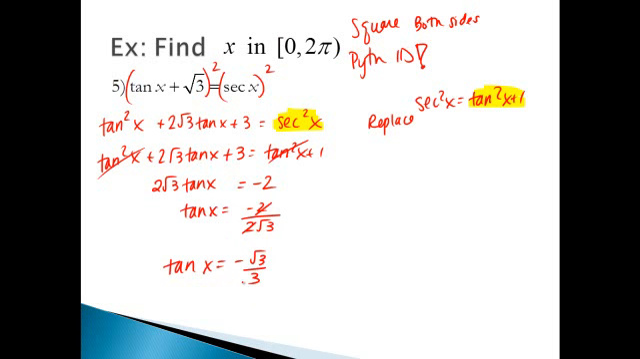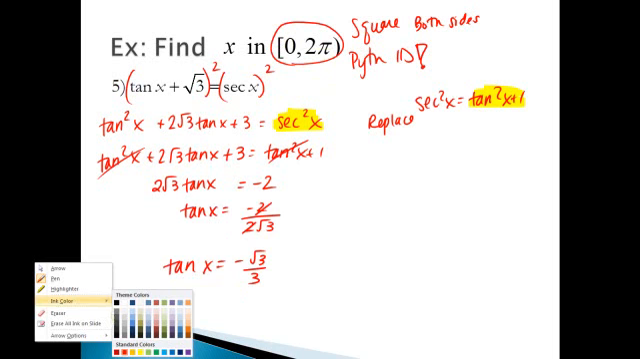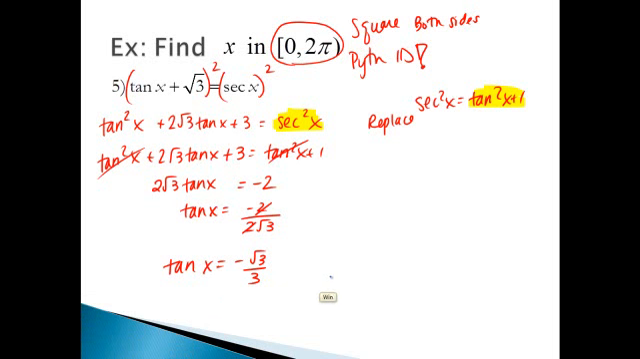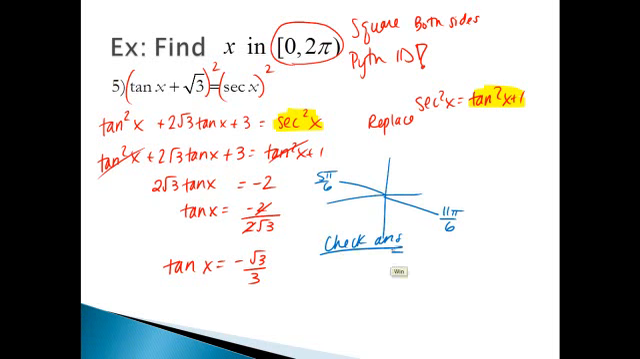Alright, so now we're dealing with radians. We want to figure out, all right, let's go in the back of our brains, where are all the angles in 0 to 2 pi that have a tangent ratio of negative root 3 over 3? And that would be in quadrants 2 and 4, at 5 pi over 6 and 11 pi over 6. And now we must check our answers. Whenever you square both sides, you must check your answers. Okay? And when we check them, we plug them into the original problem.